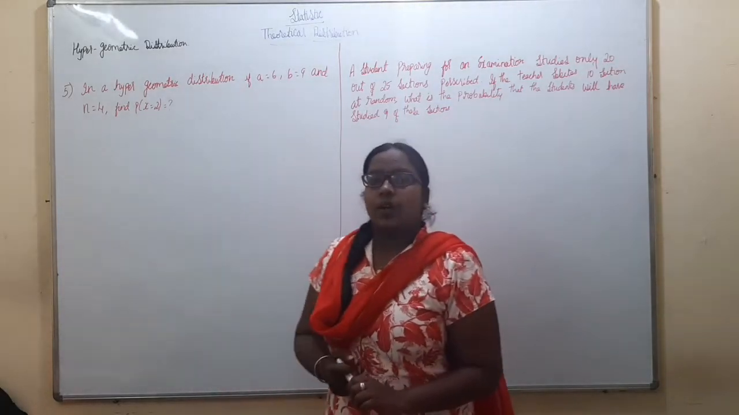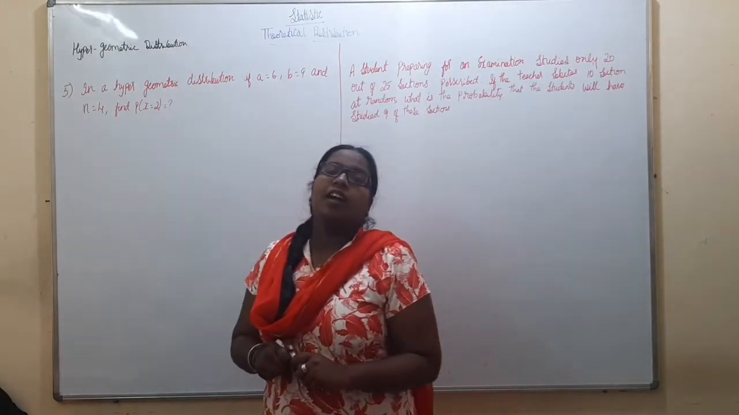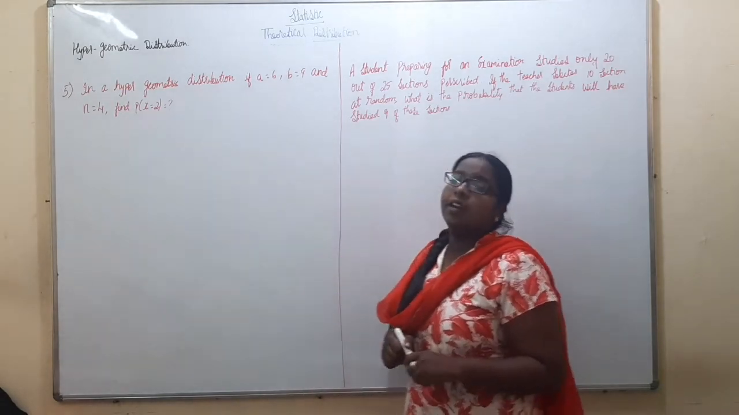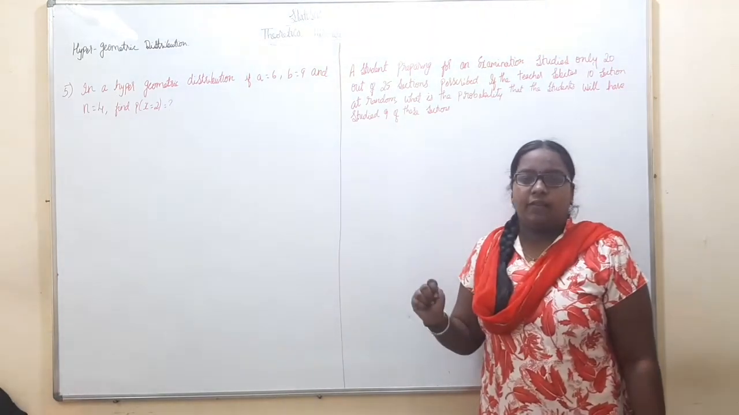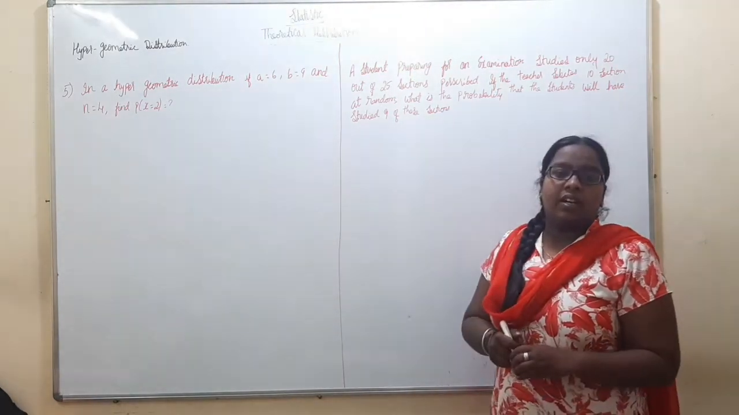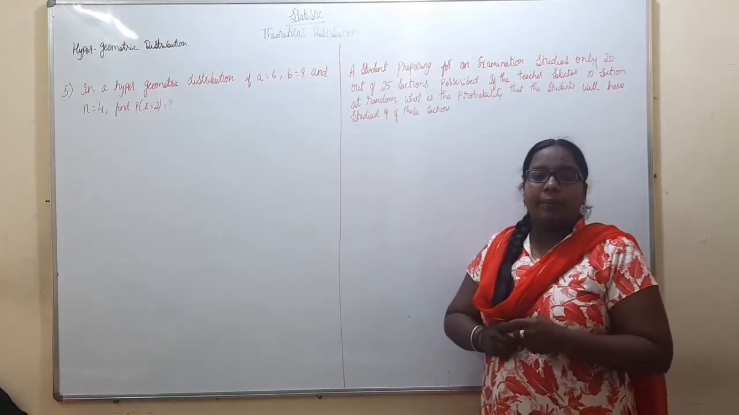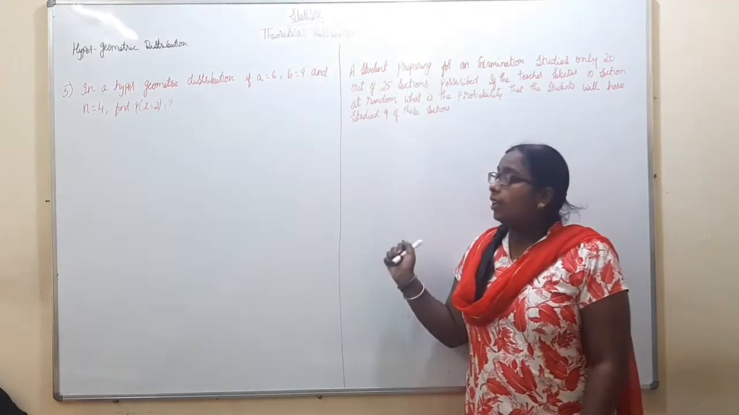Students, we will be continuing our problems on the hypergeometric distribution. Last class we saw how to calculate the mean and standard deviation. Today we will be seeing how to find the probability, where x will be given here.